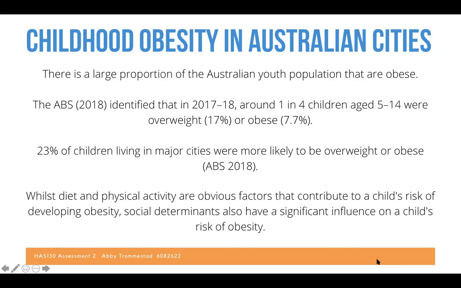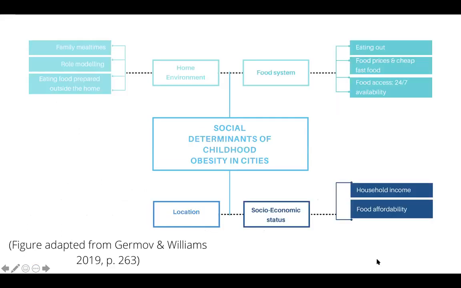Whilst diet and physical activity are obvious factors that contribute to a child's risk of developing obesity, social determinants also have a significant influence on a child's risk of obesity. Here is an overview of the social determinants of childhood obesity in cities. This figure is adapted from Germov and Williams 2019.